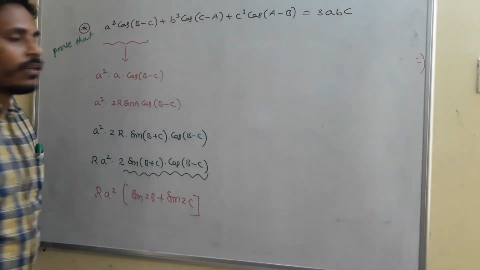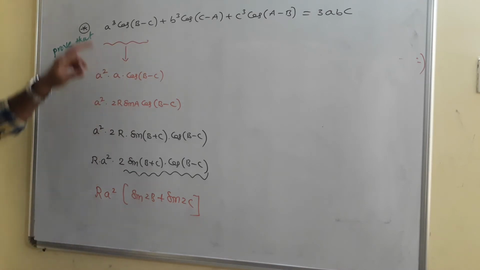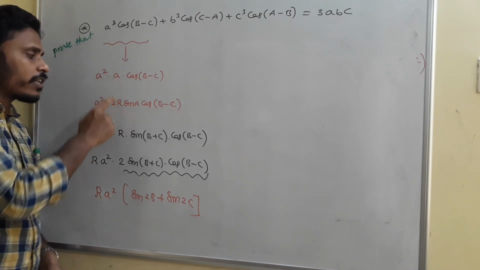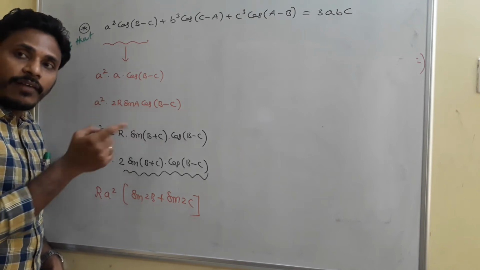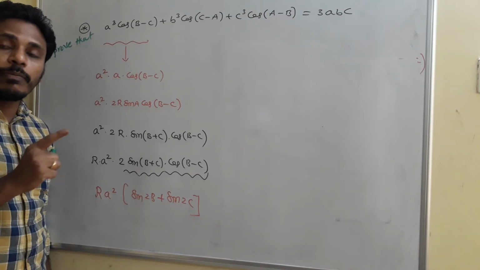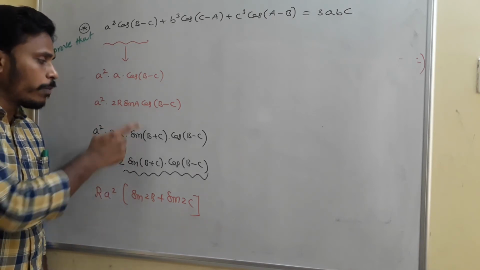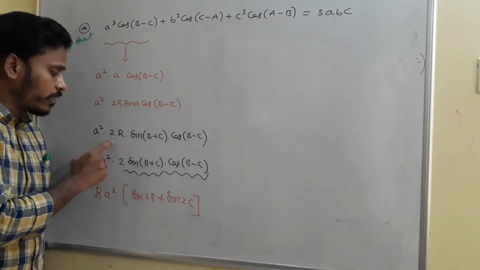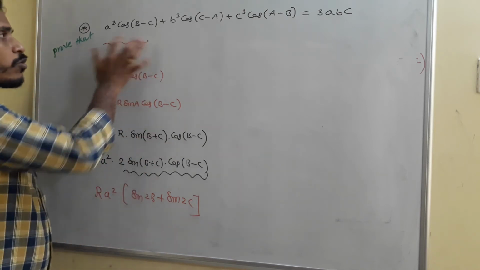Think about the first term once again: a cube cos(b minus c). a cube is simply a square into a cos(b minus c), and by the sine rule a is 2r sin a. We can write this sin a as sin(b plus c), because a plus b plus c is equal to 180 degrees, so a is 180 minus (b plus c) and sin a is sin(b plus c). Then sin(b plus c) into cos(b minus c), along with this 2, becomes sin 2b plus sin 2c. So this is the simplification of the first part.